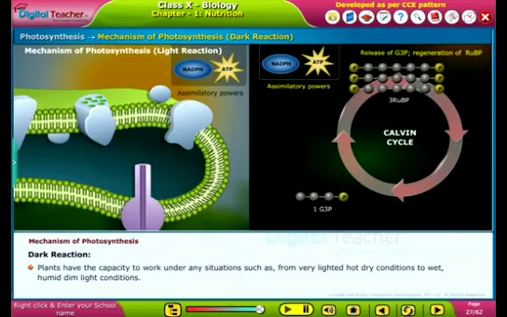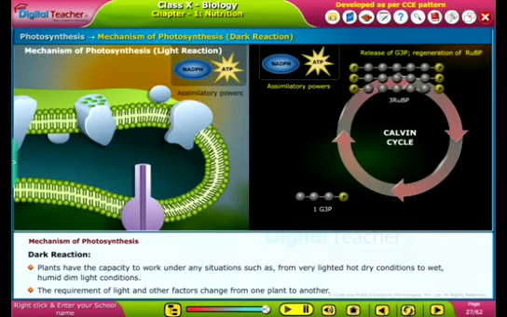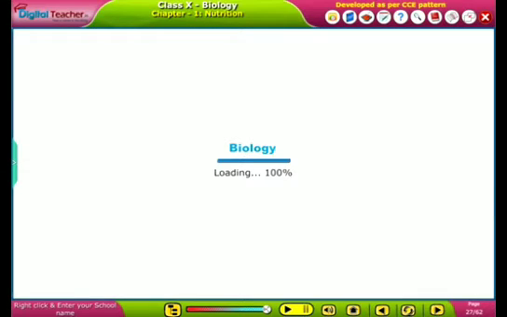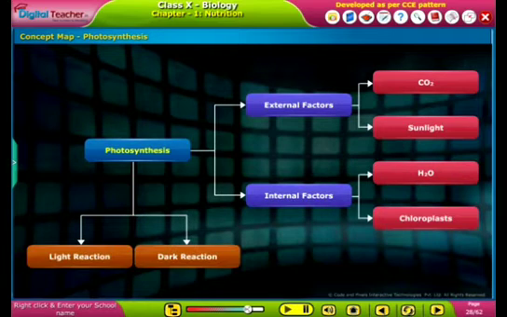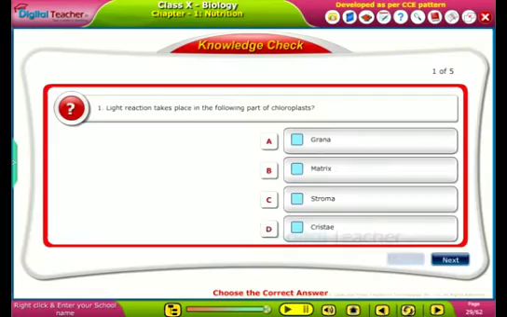Plants have the capacity to work under any situations, from very lighted hot-dry conditions to wet, humid, dim light conditions. The requirement of light and other factors change from one plant to another. Let us now look into the concept map of photosynthesis. Knowledge check. Attempt the following questions to check your understanding.